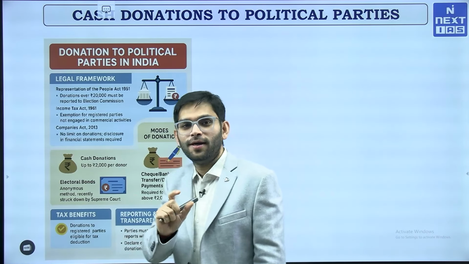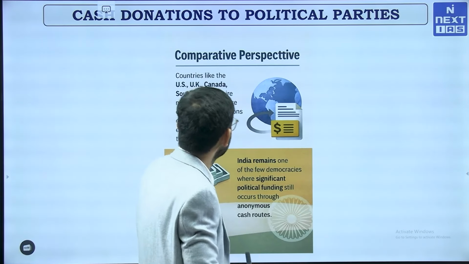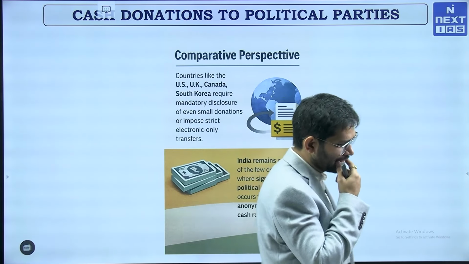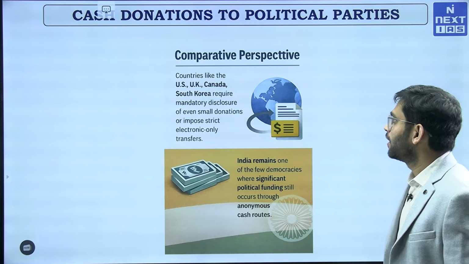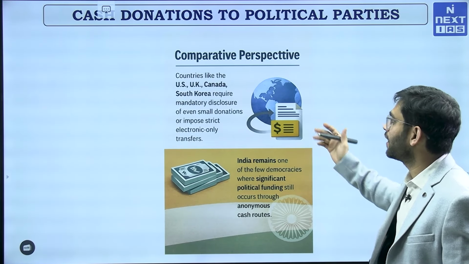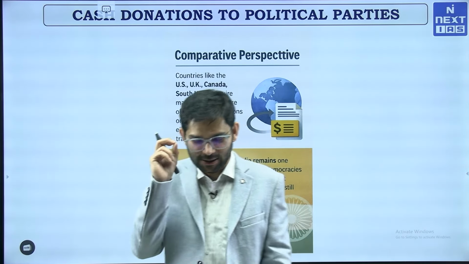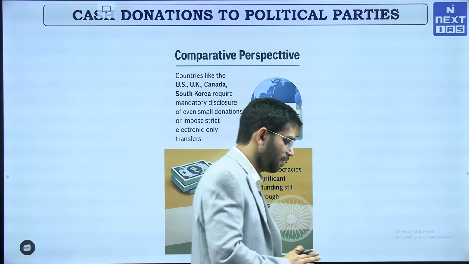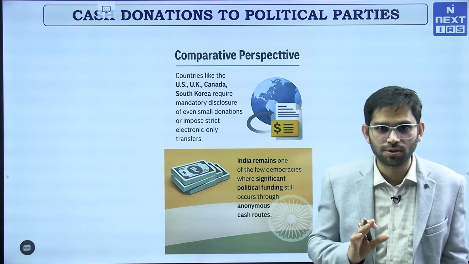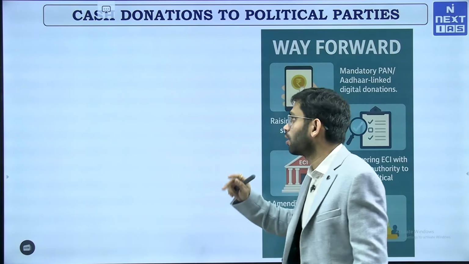Understood? So, now this becomes very important for us to understand the nitty-gritties of it. Okay. Now, let us see the comparative perspective. Countries like USA, UK, Canada require mandatory disclosure even for very small donations. 1 cent, $1, 1 rupee, whatever you are giving, you have to disclose. On the other hand, in India, less than 2000 you are not supposed to.